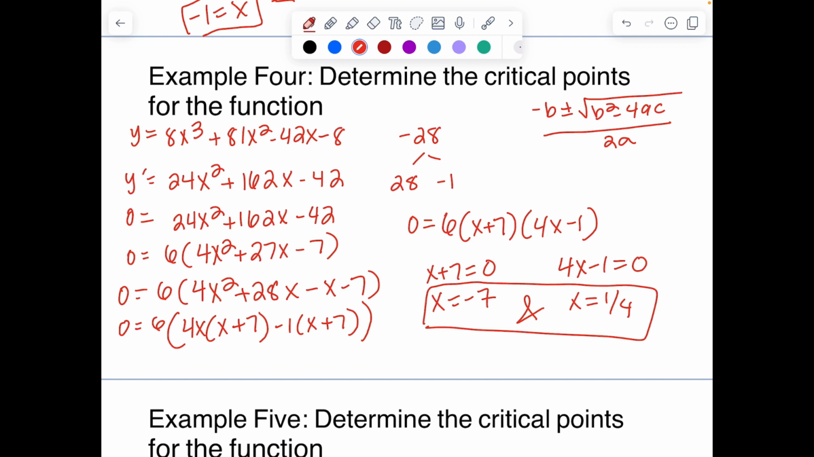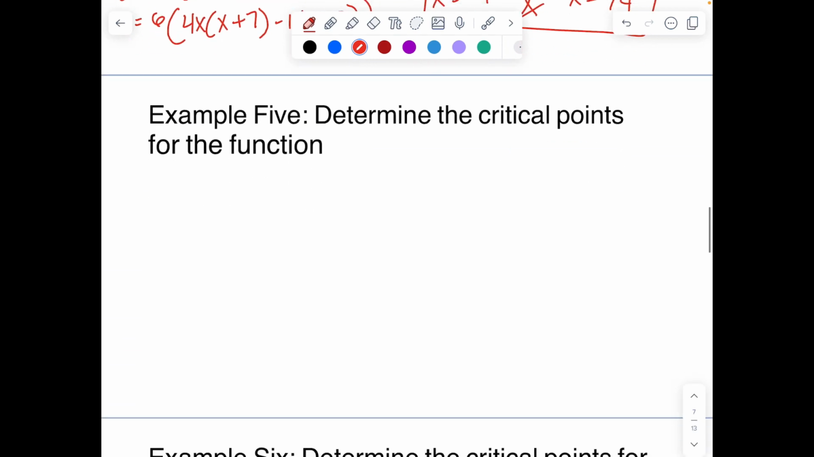Okay, next page. We're only going to do a couple more algebraically, and then we're going to do some with graphs. So example 5: f of x equals 6x to the 5th power plus 33x to the 4th power minus 30x cubed plus 100. So f prime of x equals 30x to the 4th power. This one's actually kind of hard, but it's okay.